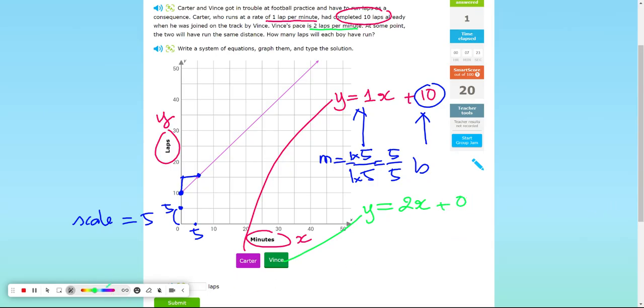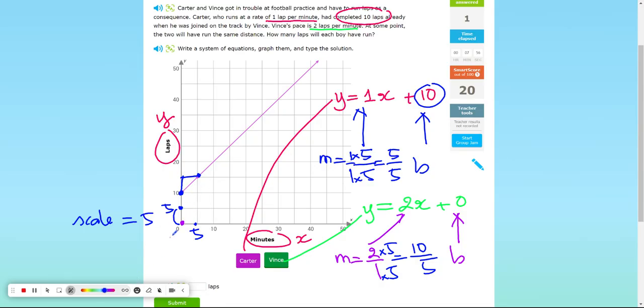Okay, so let's graph for Vince. Over here this is the B value, so I start at 0, and then the slope right here is 2 over 1. But make sure you multiply with a scale, which is number 5. So multiply 5 on top, 5 at the bottom. So the same as 10 over 5. So from 0 over here, I go up 10 and then right 5.